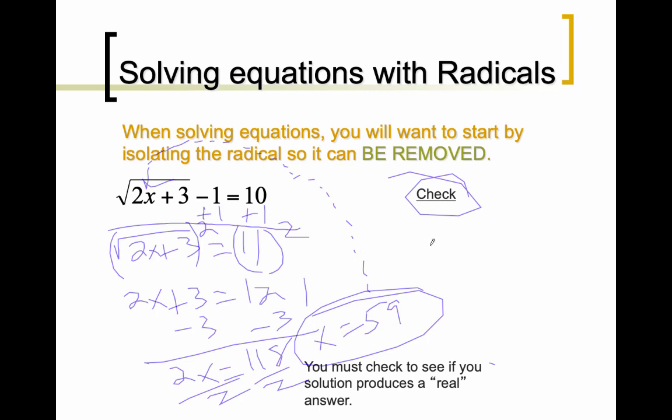59 times 2 is 118, plus 3 is going to be 121. Square root of 121 minus 1 is, 11 minus 1, 10. It is. We are good. Check to the winner.